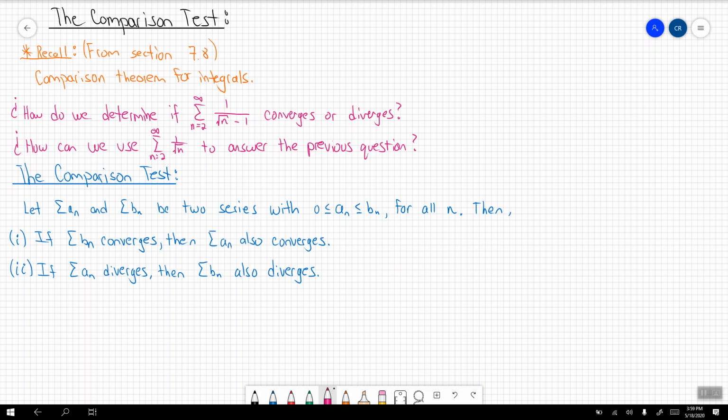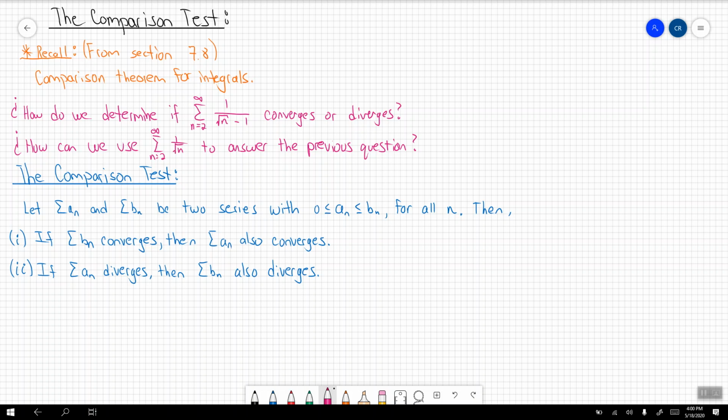So the first question says, how do we determine if this given series converges or diverges? That's the question at hand. How do we determine that? Next question, how can we use the series of 1 over the square root of n to answer the previous question? I'm going to leave that to you all so you can think about that.